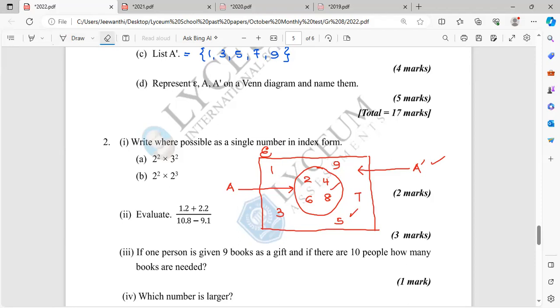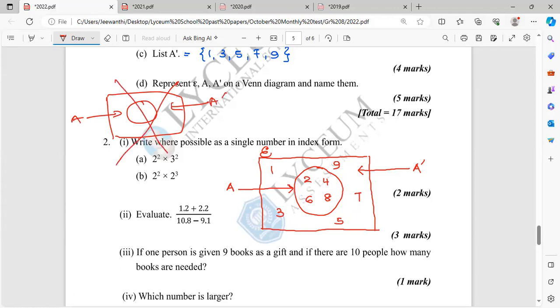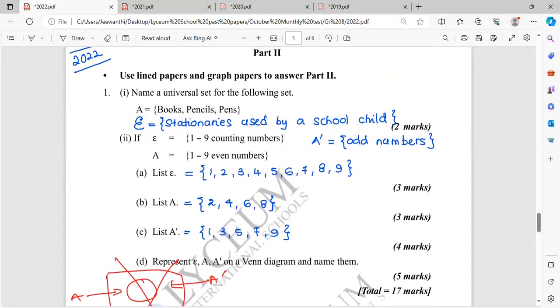So you want to mark the universal set, you want to mark the set A, and don't do what some students do, where they just mark A and A dash without the arrow to the circle. This is wrong. You want to bring the arrow to the circle, draw it nicely and show this is set A. And outside the circle, but inside the rectangle or the universal set, that is A dash, right? So then we are done with that question.